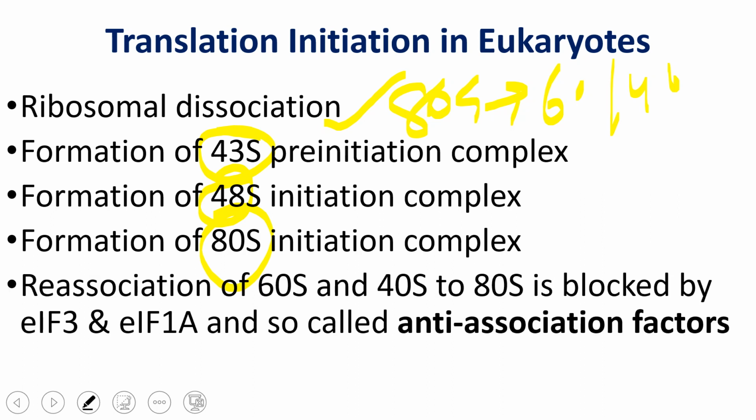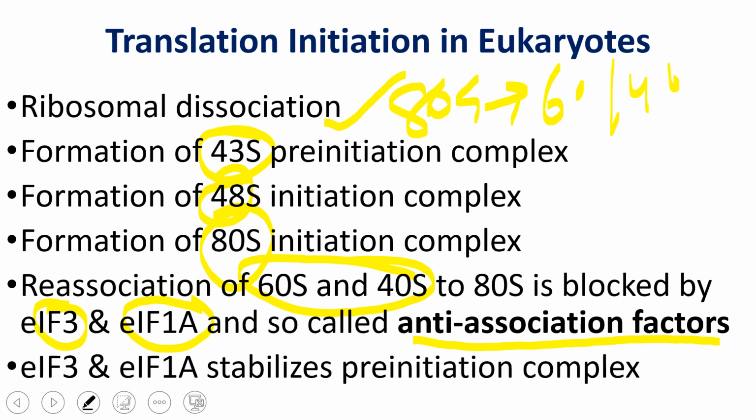There are two factors which help in the dissociation of 60S and 40S, which do not allow 60S and 40S to come together and dissociate them. They are called anti-association factors or dissociating factors. These are initiation factor 3, which we have just seen, and factor 1A. These two also stabilize the pre-initiation complex, meaning they give stability to the pre-initiation complex.